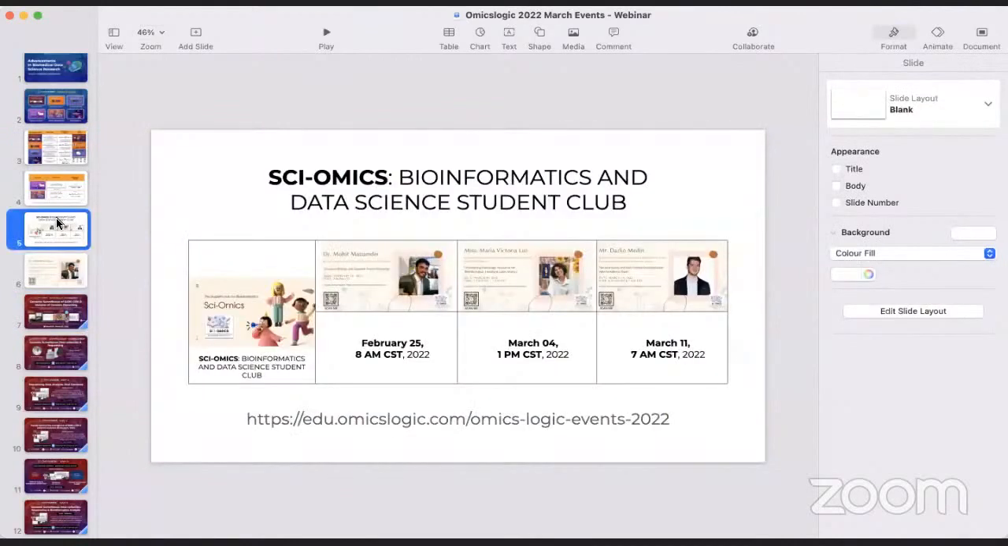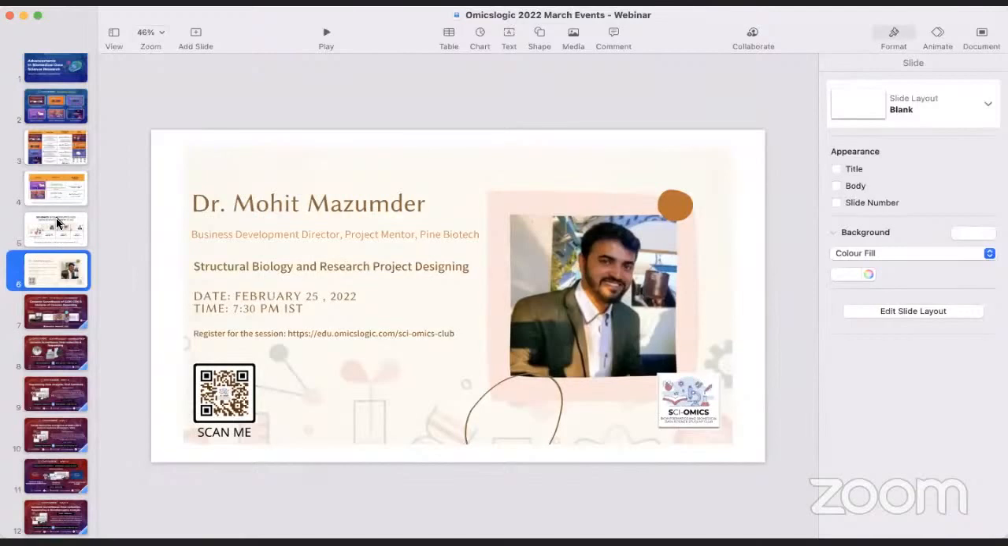Along with that, we have some expert sessions coming up from our Omics Club. That would also address some of the important questions. Today we also discussed structural biology, and how we integrate structural biology from sequence to structure to function. We'll be discussing that in our next event, which is on 25th February, 7:30 p.m. You can also register for this if you're interested to learn about structural biology and its application in research project designing.